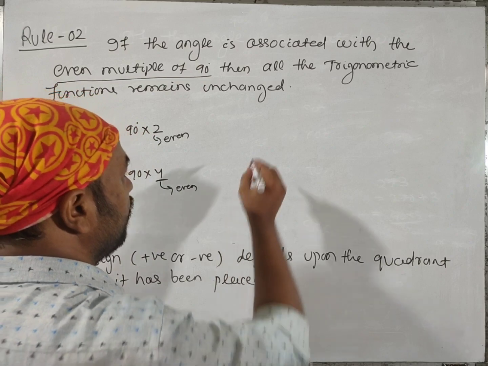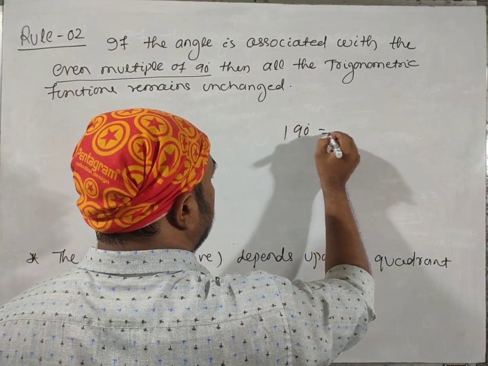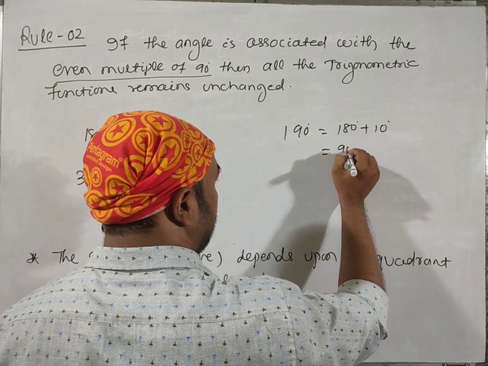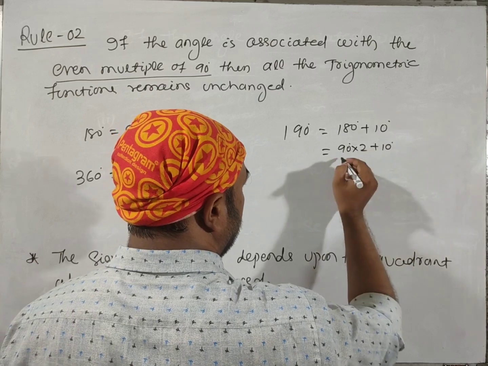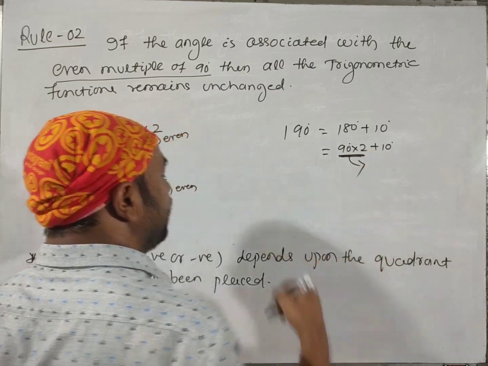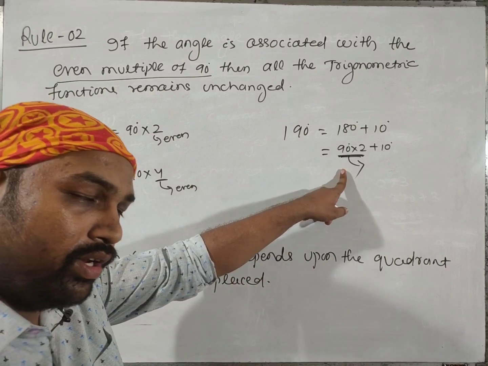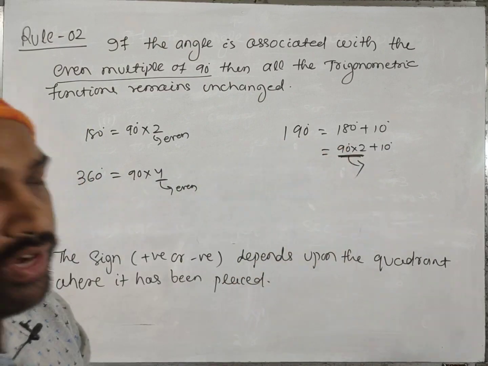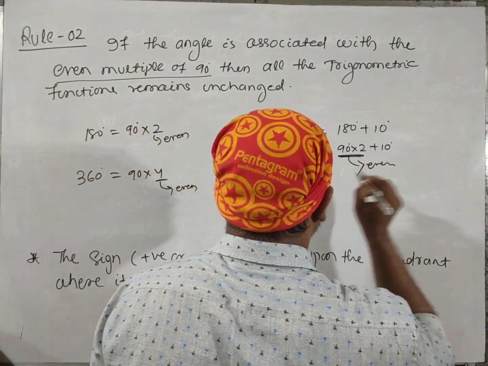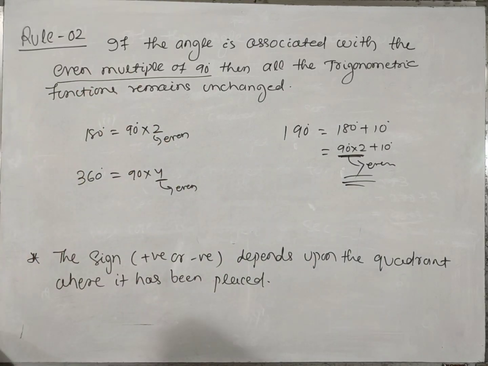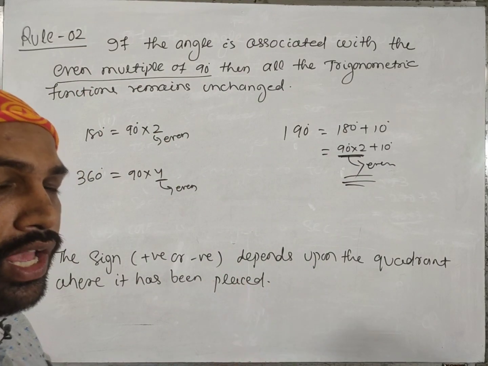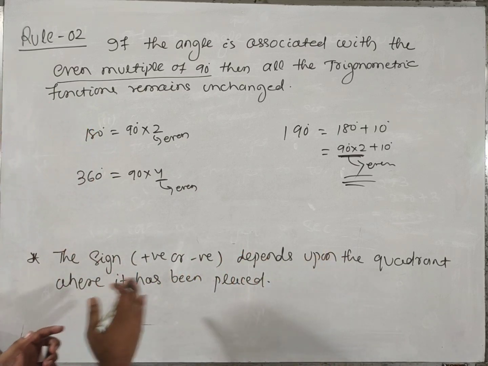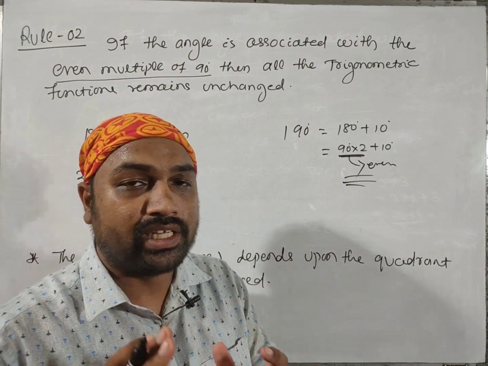Suppose an angle is there, 190 degree. Then it can be expressed in the form of 180 degree plus 10 degree, and then 180 degree can be converted into 90 degree into 2 plus 10 degree. And here this 180 degree is the even multiple of 90 degree. That means 190 degree is associated with the even multiple of 90 degree. So here rule number 2 is applied. And then what will be the sign? It depends upon the quadrant. As per the ASTC rule, the sign positive or negative depends upon the quadrant where it has been placed, by using the ASTC rule.